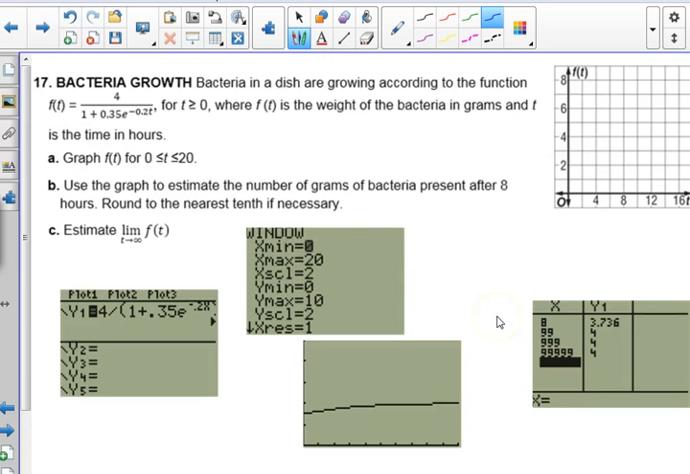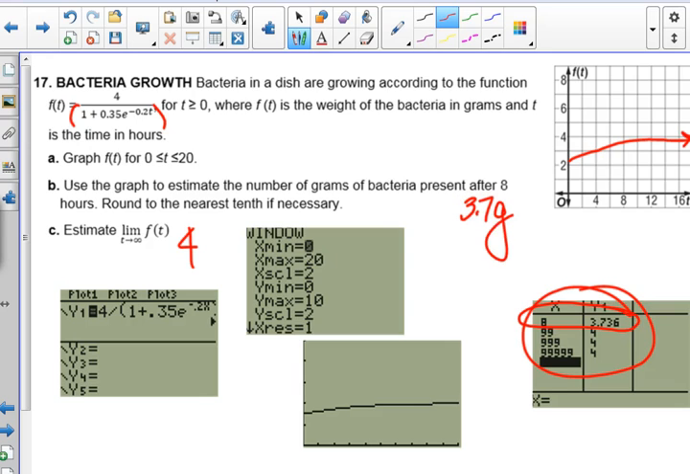One more. I graphed this hot mess in the calculator, and it started out at like 2.5 or something, and then it grew, but what happened? Look at here. On the far right, it approaches what? Okay, wait a minute. What was the value at 8 hours? Can you tell? 3.7 grams. Okay.